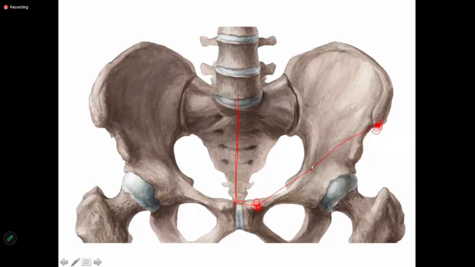That's the midpoint of the inguinal ligament. 1.25 centimeters above that. You don't have to remember all these centimeters, just above that. What do you get there? Yes, that's the deep ring.